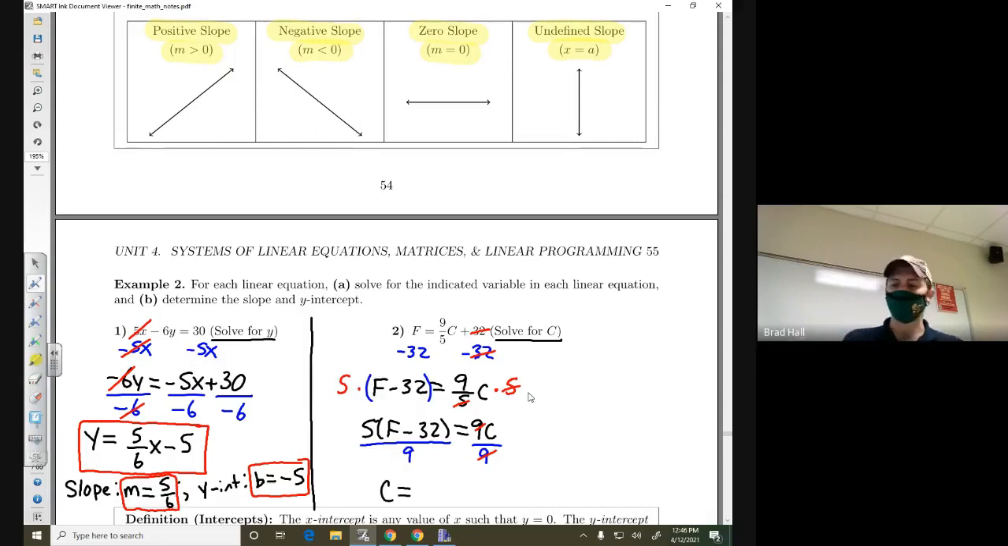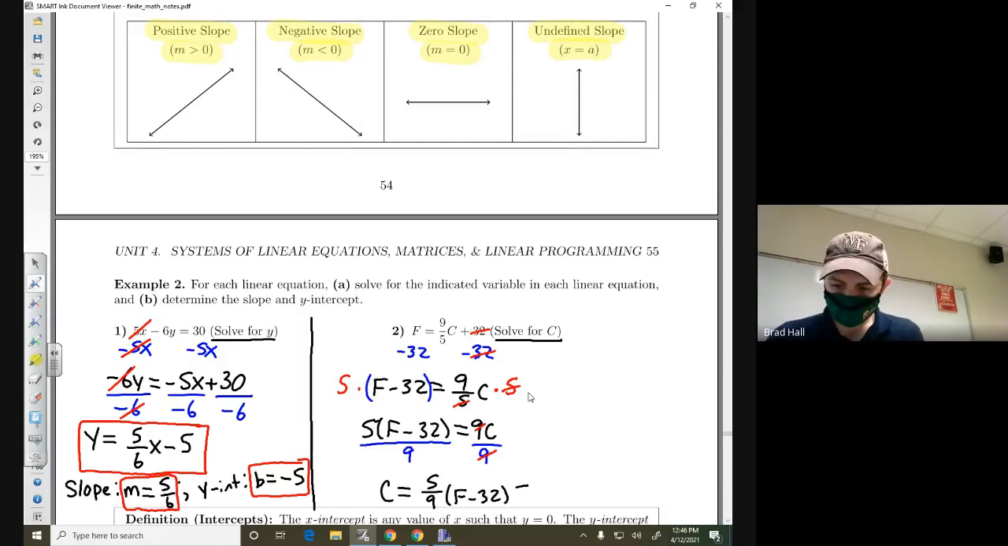So c is by itself, and what's on the other side? Well, the 5 and the 9 can be joined together. Since everything is being multiplied to each other, we do not have 9s dividing each individual part. So we would not have a 9 dividing the f minus 32, because everything's multiplied together. They are not term by term. So there's only one 9 here. And I joined it with the 5 because it's very concise. I can't remember if MyMathLab keeps it like this or if they distribute it. I'll do both just in case.